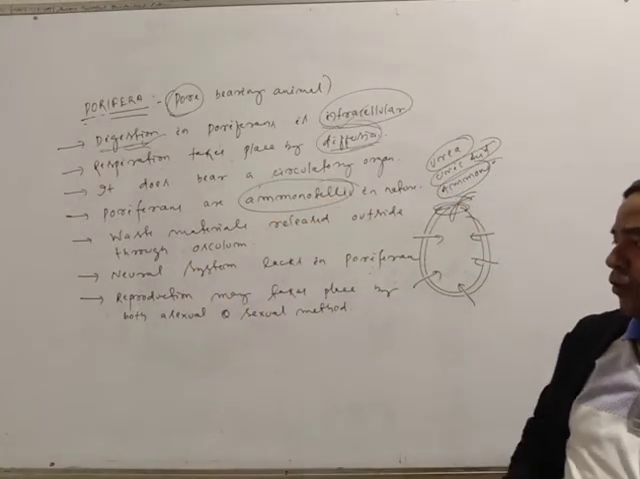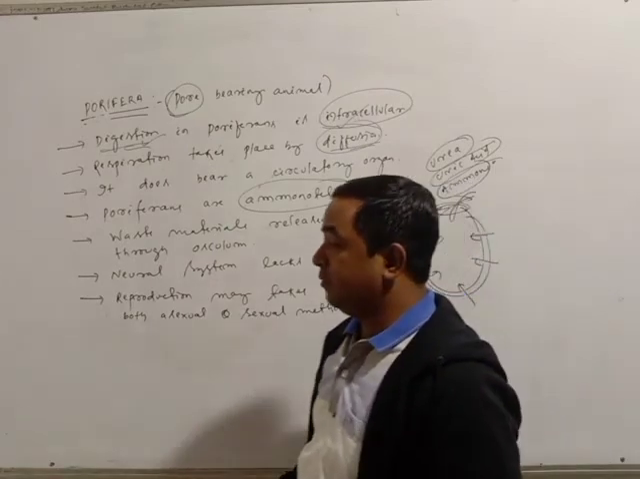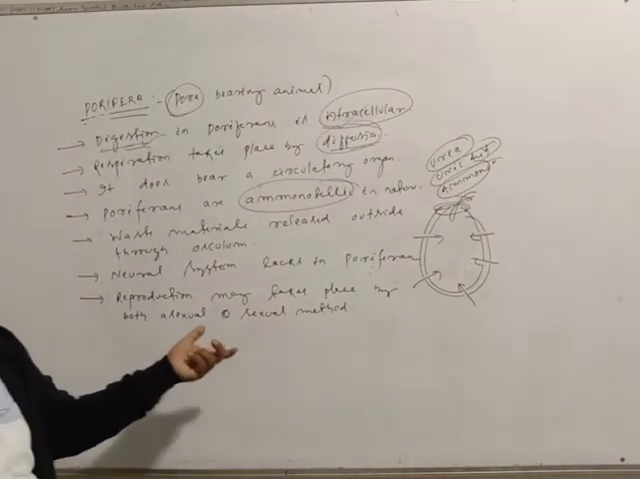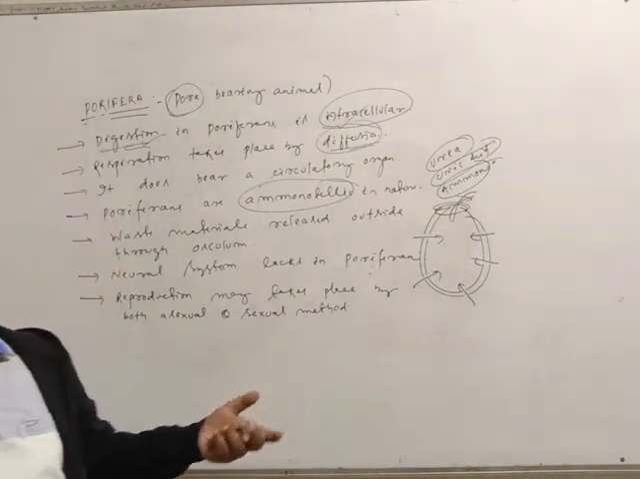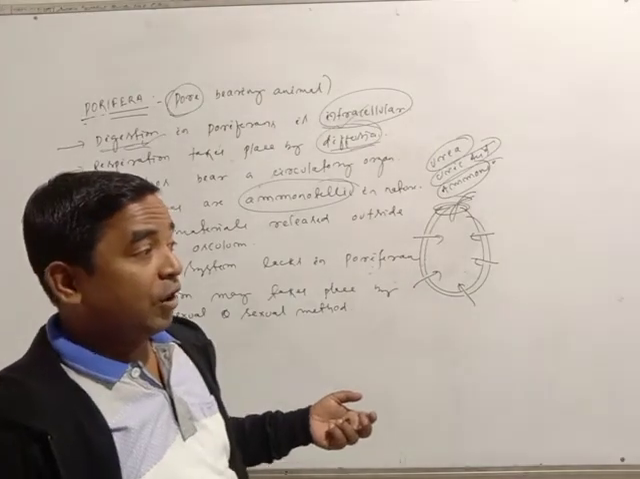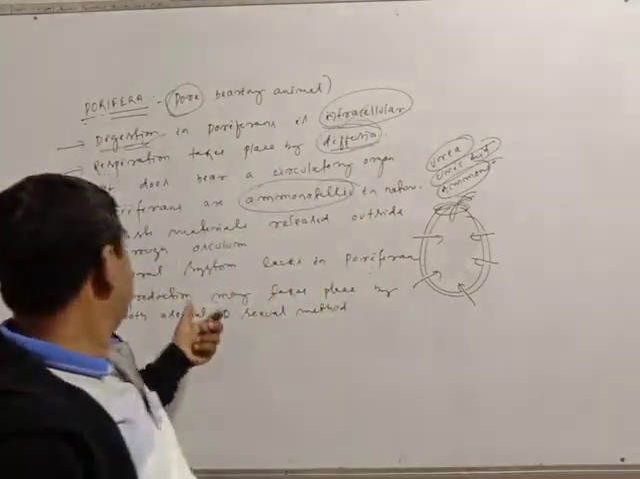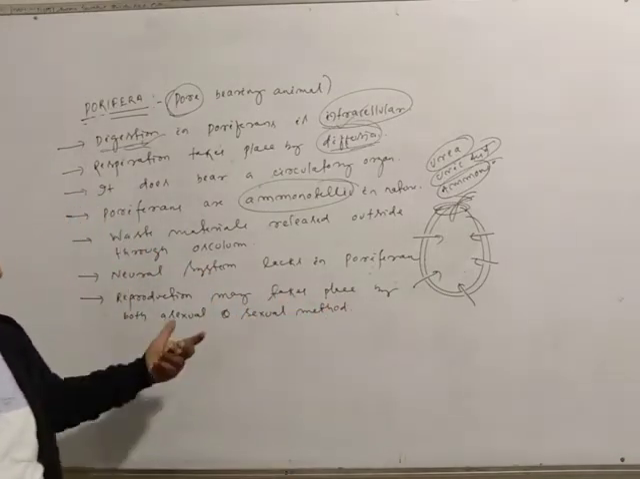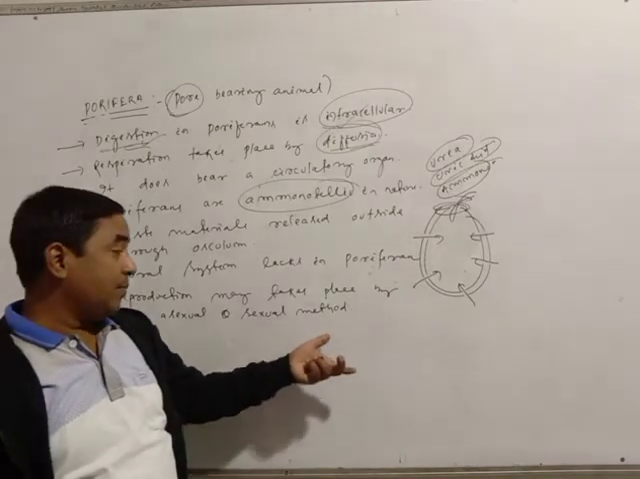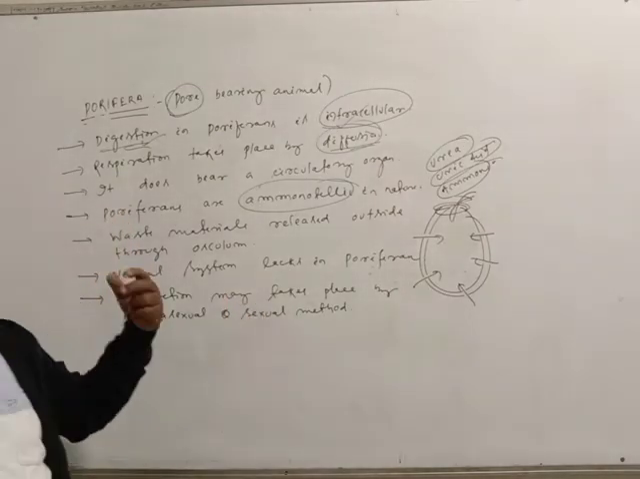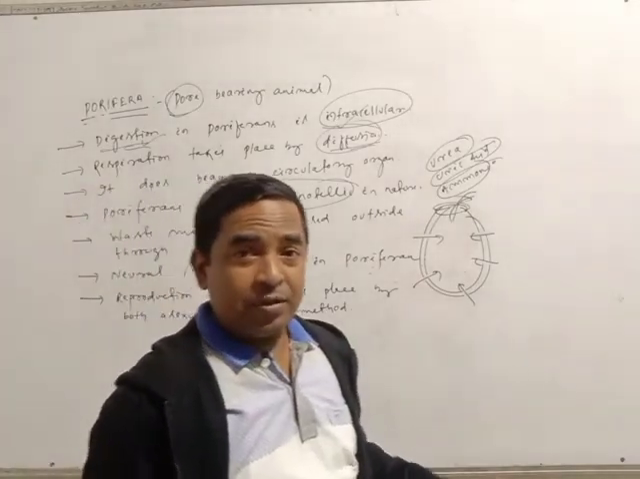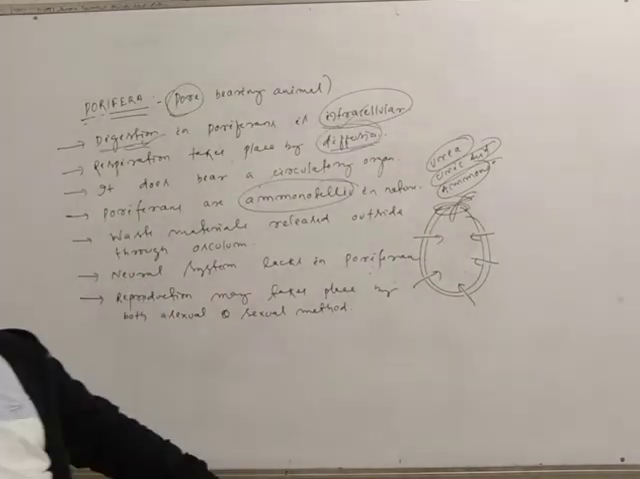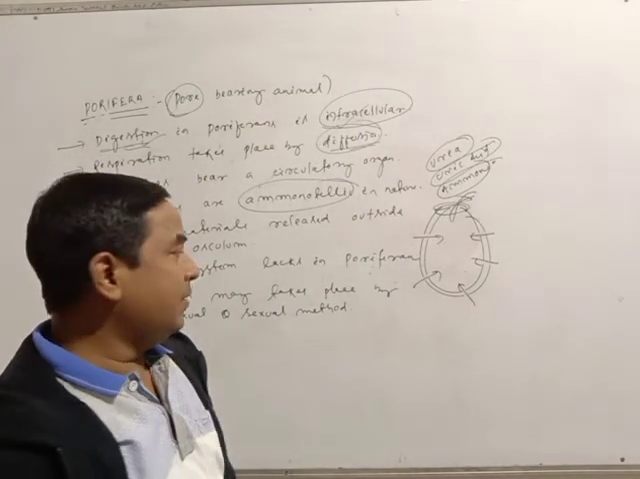Now reproduction. The phenomenon by which an organism increases its own species or own members is called reproduction. So here, in case of porifera, reproduction takes place by both asexual and sexual methods, because poriferans are either unisexual or bisexual in nature. That means they contain either both the gonads or a single gonad in a single animal.